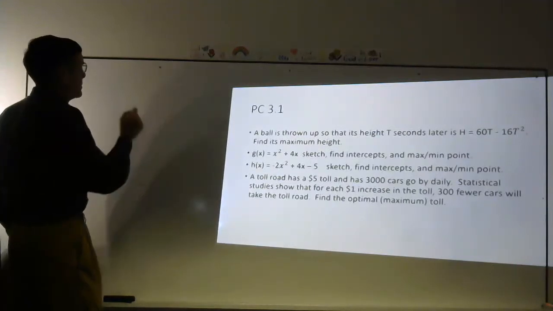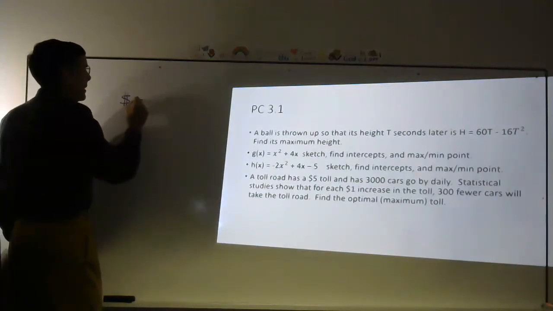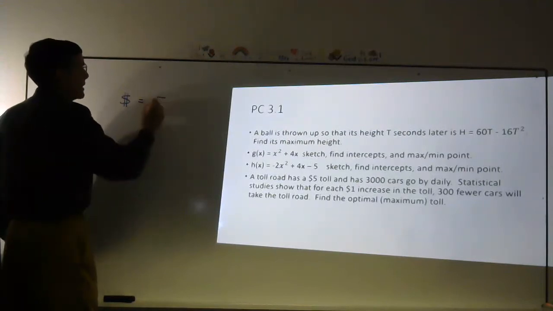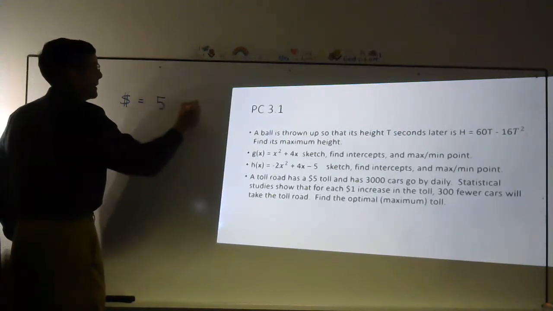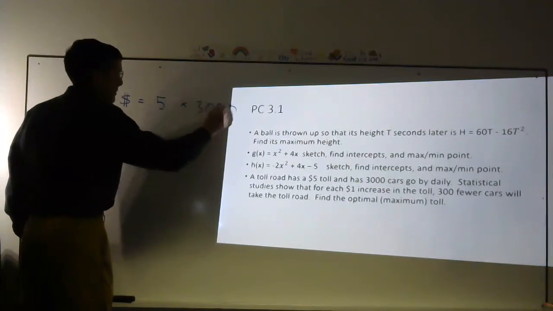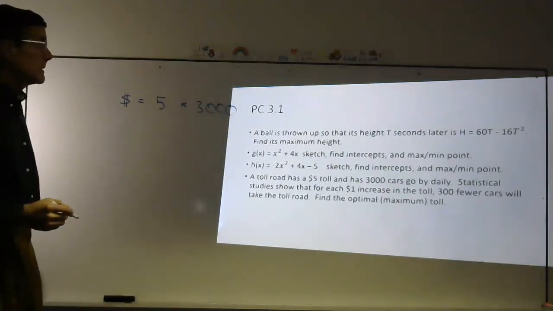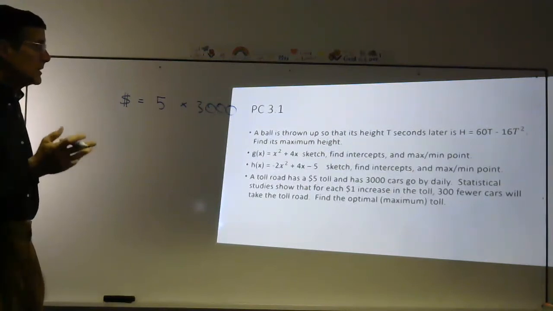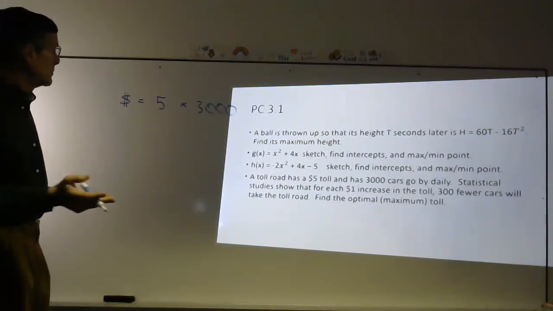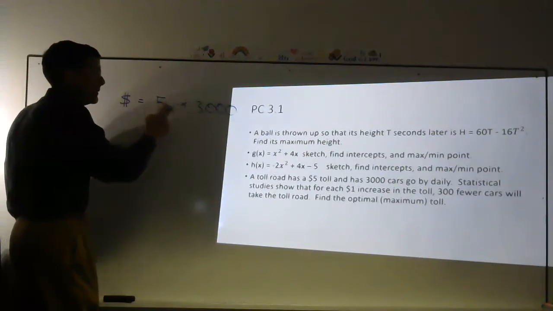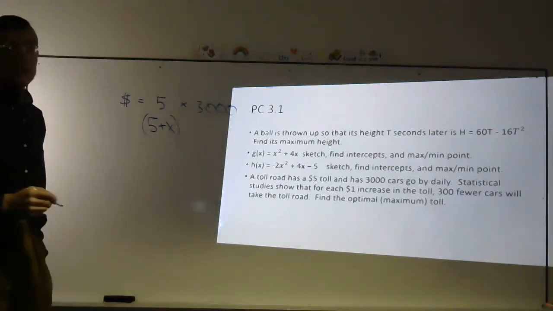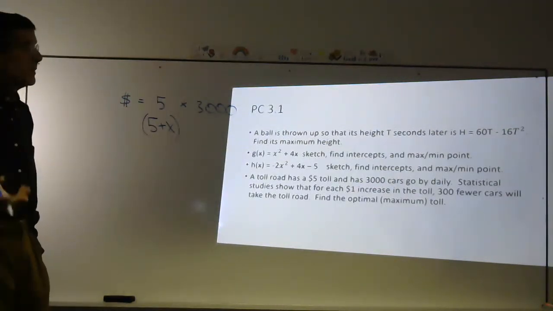Right now, the money that is earned on this toll road is $5, and we're going to take it times 3,000 cars. Yes? Okay? Now the question is, how much money should we raise it? How many extra dollars should we add on to the 5? I don't know. So I'm going to say it's 5 plus X. Okay? X amount of dollars.